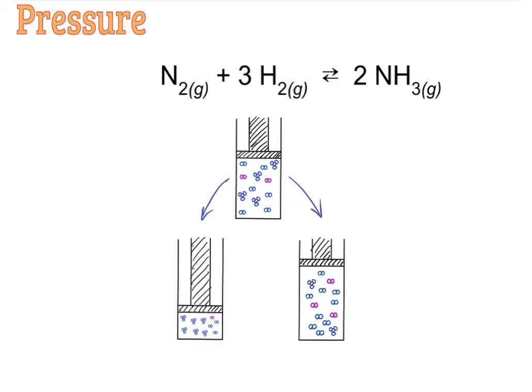Let's talk about the effect of pressure. Change in pressure has little or no effect on equilibrium of liquids and solids, but it does affect gases. Over here, we have a system with nitrogen, hydrogen, and ammonia at equilibrium. Let's say we push the piston down, applying more pressure on the system. We are squeezing the same amount of molecules into the smaller space.